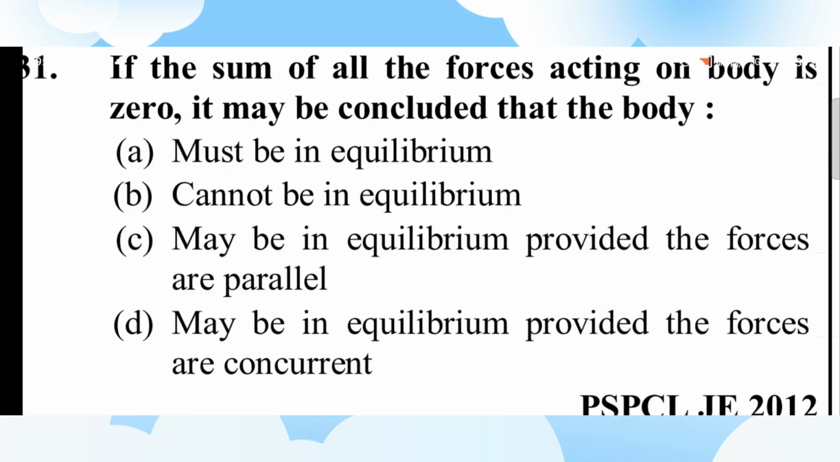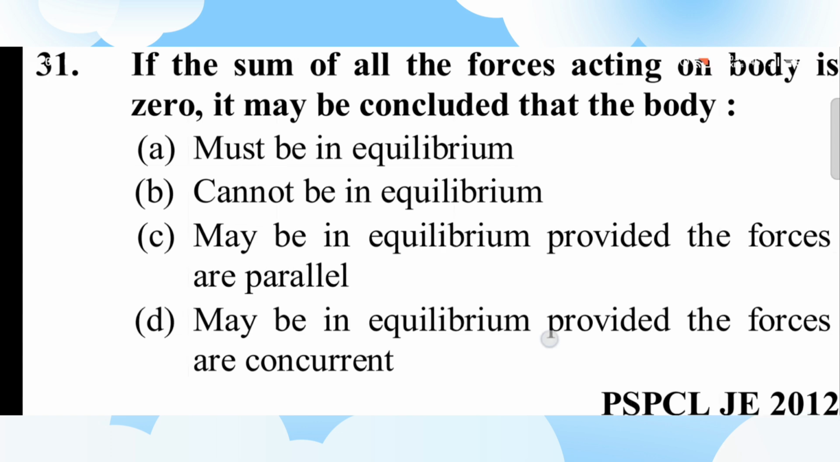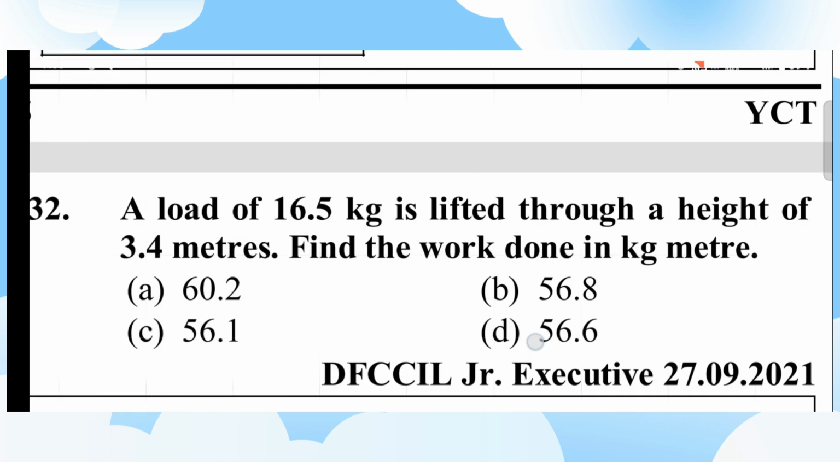Friends, question number 31. If the sum of all the forces acting on a body is 0, it may be concluded that the body: A. must be in equilibrium, B. cannot be in equilibrium, C. may be in equilibrium provided the forces are parallel, D. may be in equilibrium provided the forces are concurrent. D may be in equilibrium provided the forces are concurrent. Okay, because there is a chance of movement coming.